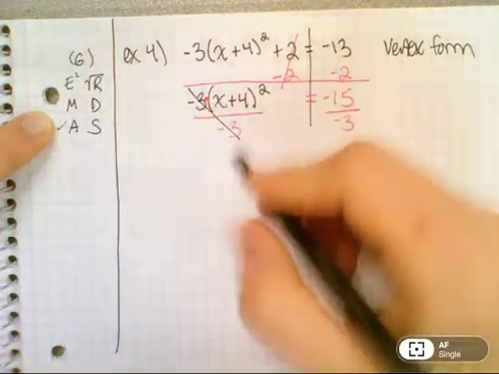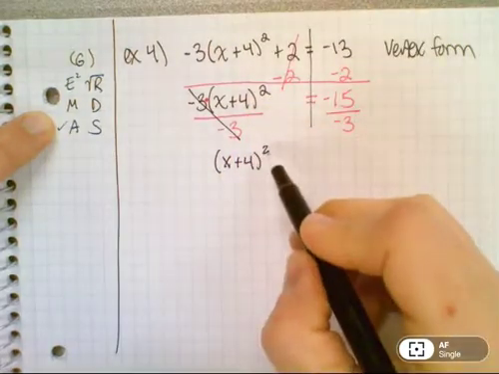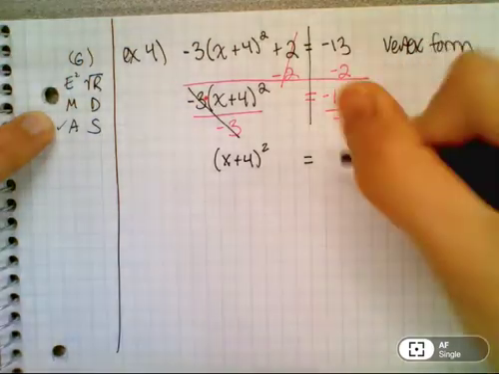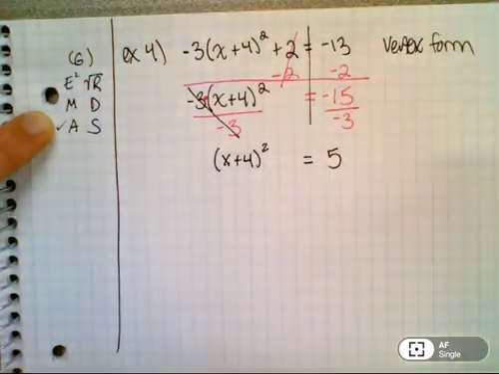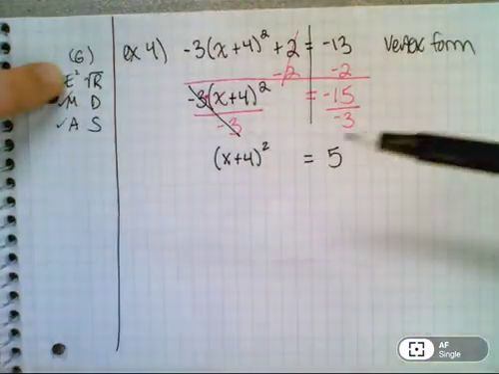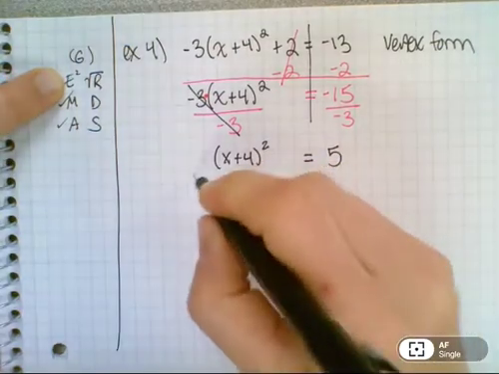So (x plus 4) quantity squared drops. I still need the parentheses because there's still something going on outside of them. And then -15 divided by -3 is 5. Done with that step. Now I look at my exponents and roots. I do see an exponent, and the way to get rid of a squared is with the square root.